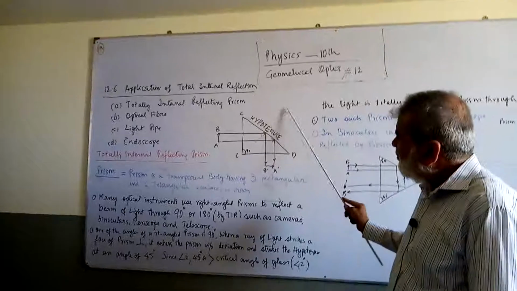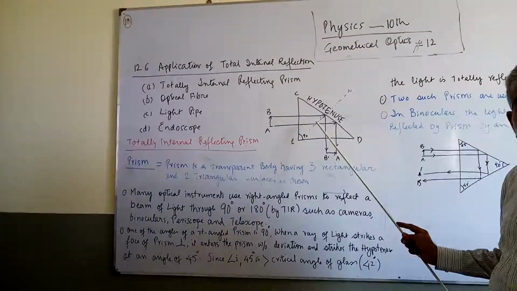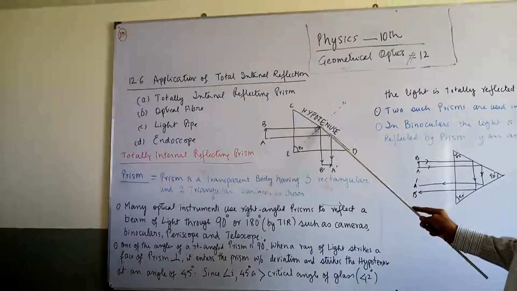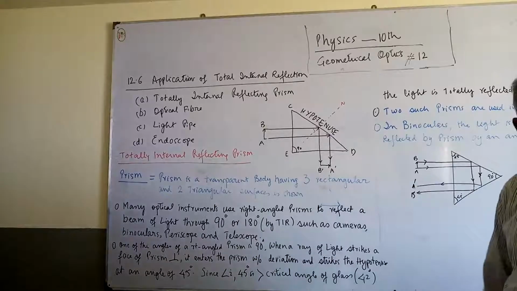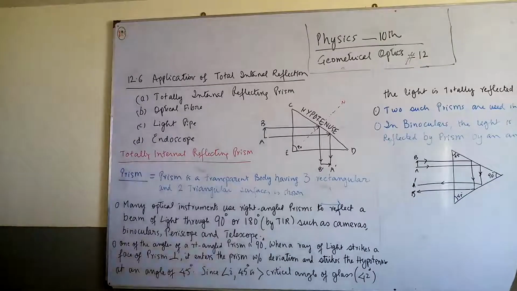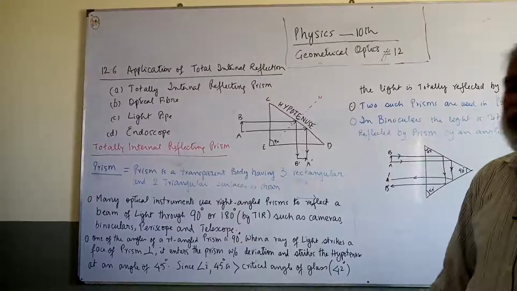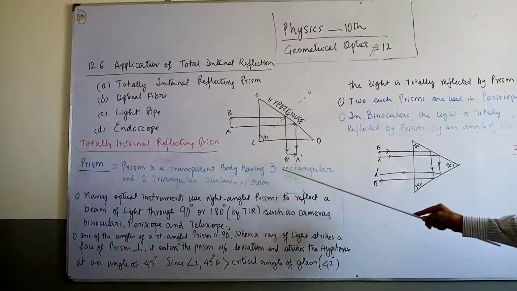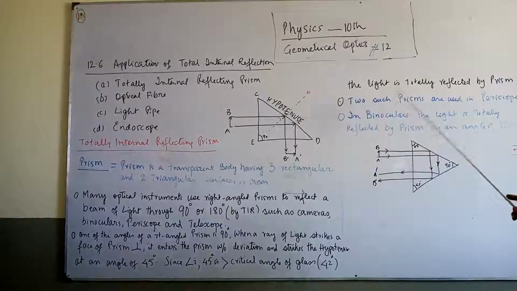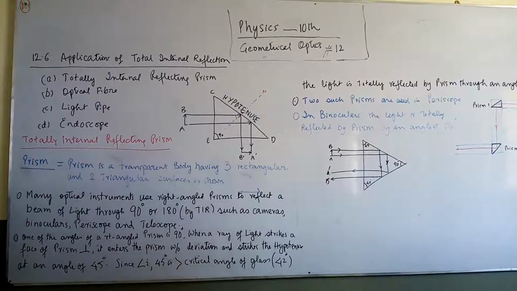Since the angle of incidence is that angle which the incident ray makes with the normal, that angle is 45 degrees, which is greater than the critical angle of glass. Therefore total internal reflection takes place and the light can be seen from this point. Two such prisms are used in a periscope.